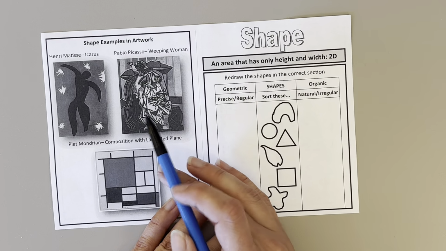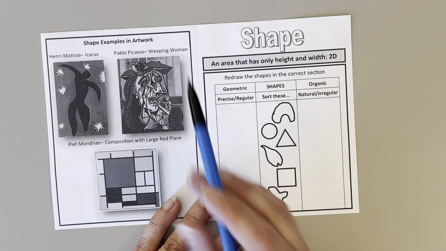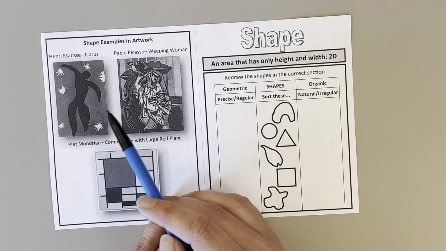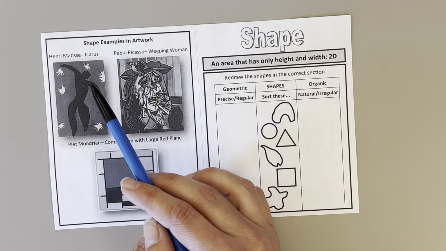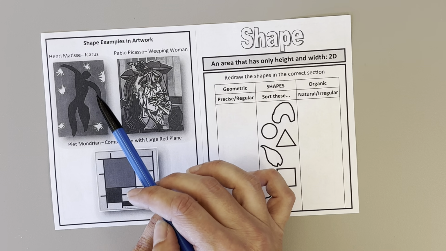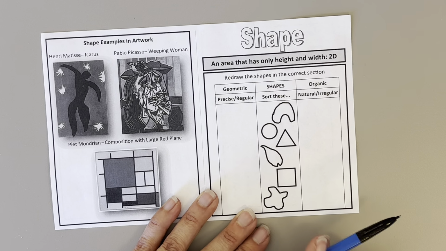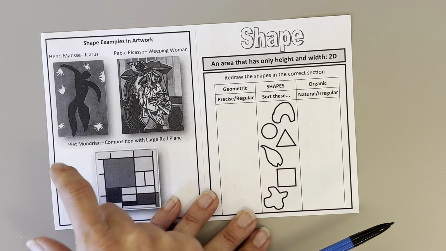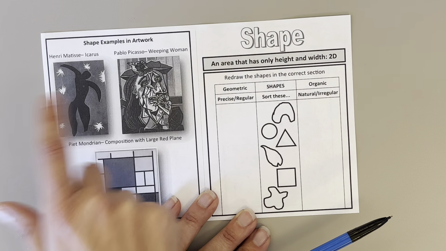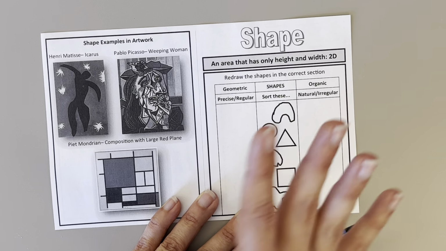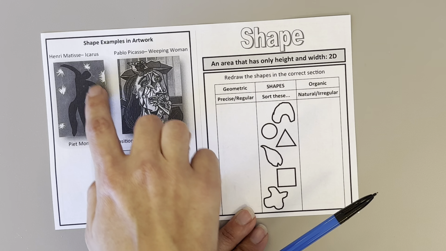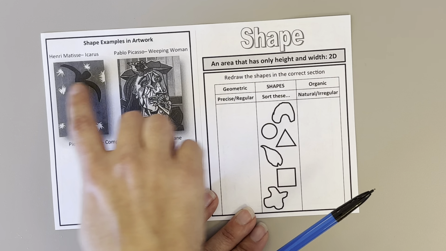Now, these are some examples of shape in artwork. You might recognize some of these names. This is by Henri Matisse. It's called Icarus. He was a cut paper artist, and you can see that he used just shapes, no shading, no value fill in. It's just the outline and it's got height and width.